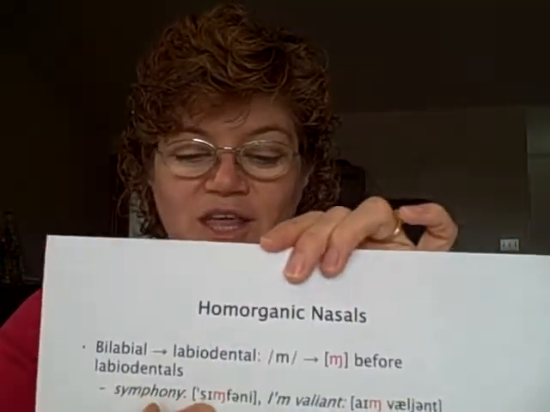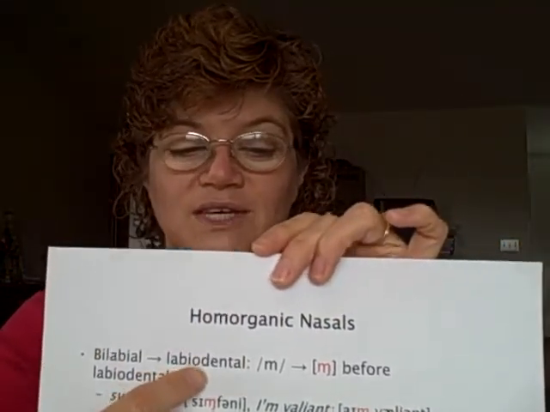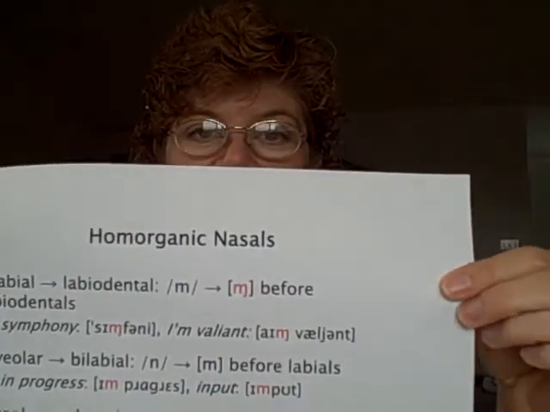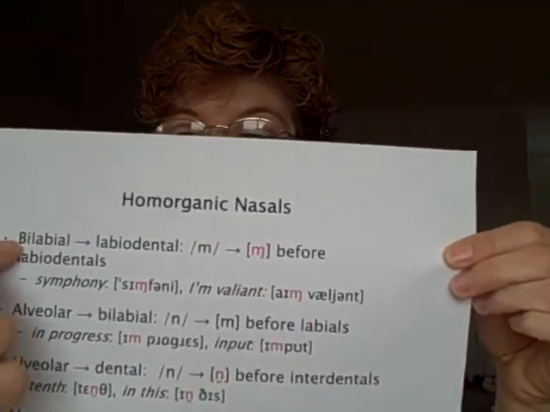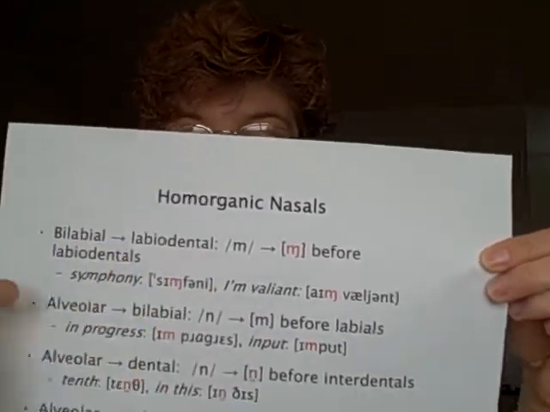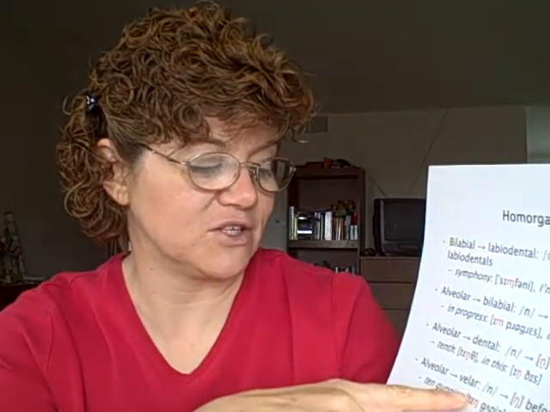Homorganic nasals, you can have bilabial to labiodental, like to before labiodental. So symphony, you actually change that and it becomes more labiodental. If you have "invaliant," the sound also becomes closer. It's not really a true labial, it becomes labiodental. The same thing can happen for alveolars to bilabials, alveolars to dentals, and alveolars to velars.